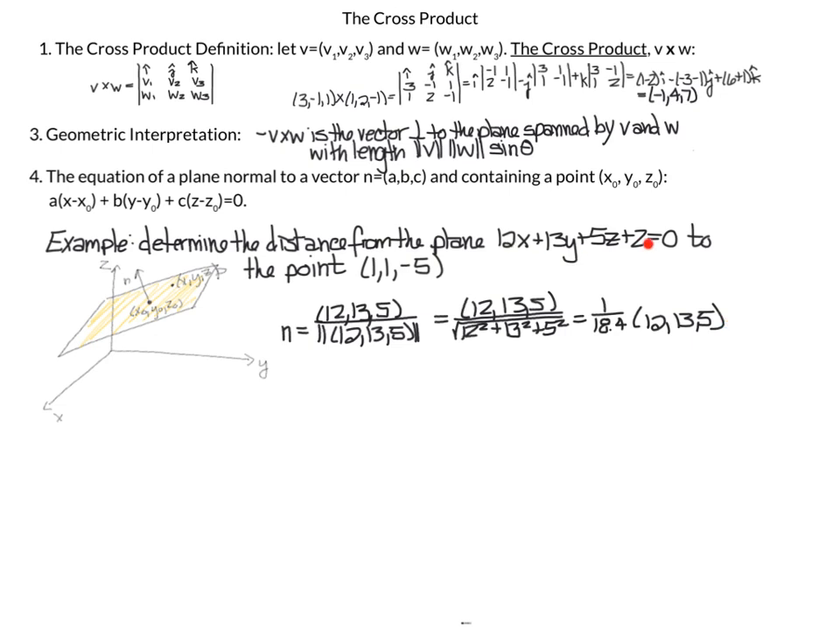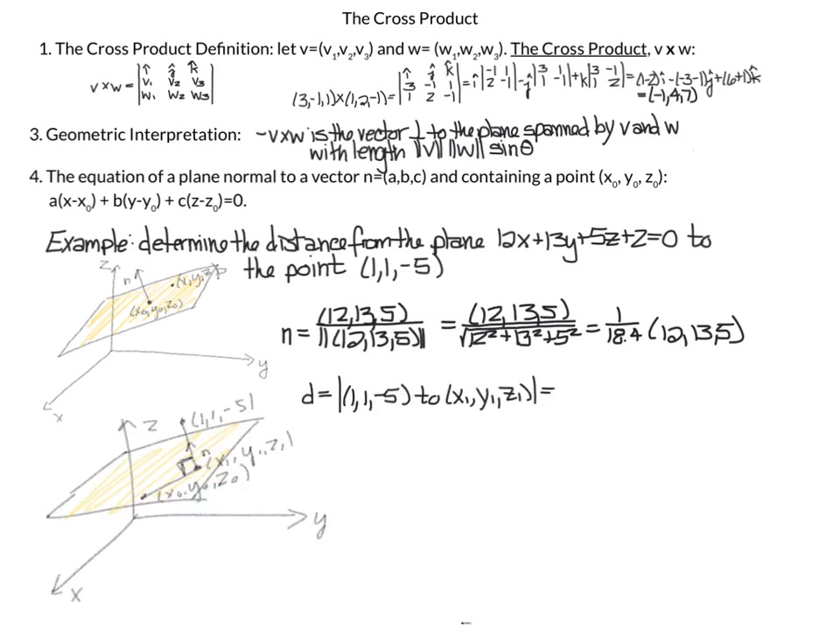So I will need to know the normal of my plane. And this is exactly where understanding this formula, or having it memorized, you can read off the vector normal, which is 12, 13, and 5. And then I'm going to normalize it just by dividing out the length of the vector so that I have a unit vector in the direction normal to the plane.